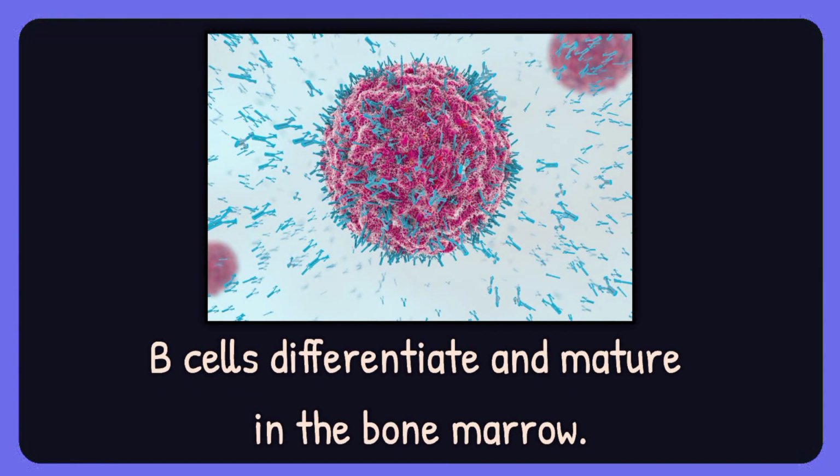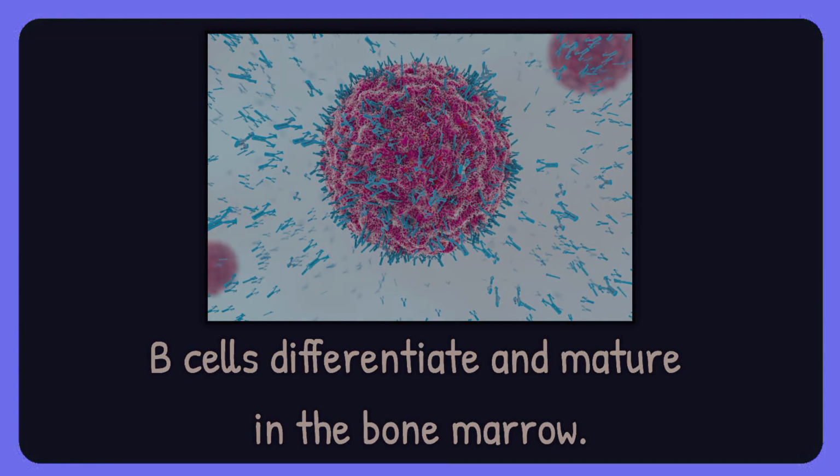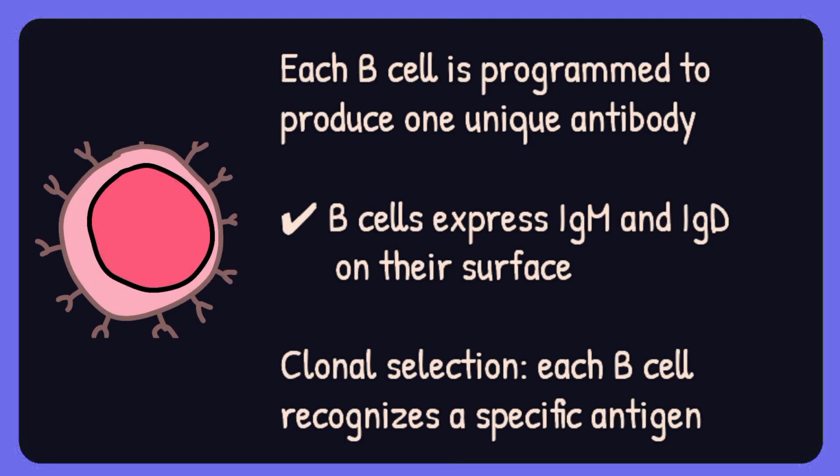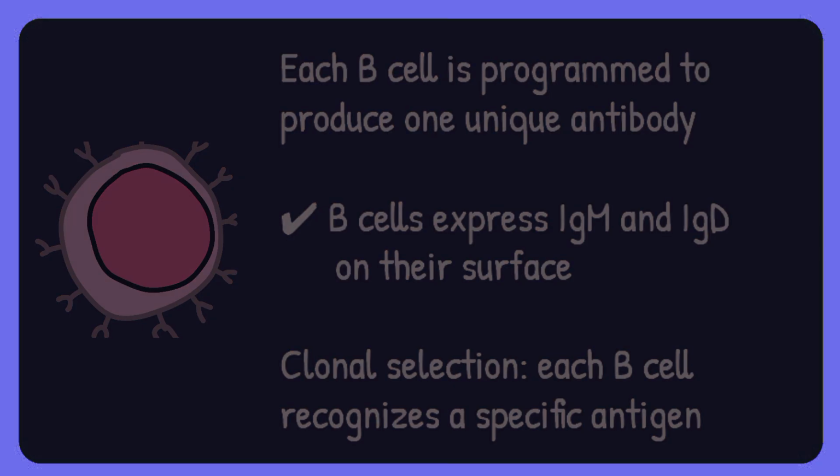B cells grow up and mature right in the bone marrow before they head out to help the immune system. Each B cell is programmed to make just one kind of antibody. On its surface, it shows IgM and IgD, which act like antennas to recognize specific antigens. When a B cell encounters its matching antigen, it's activated. This is called clonal selection.